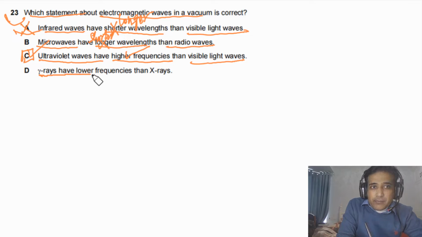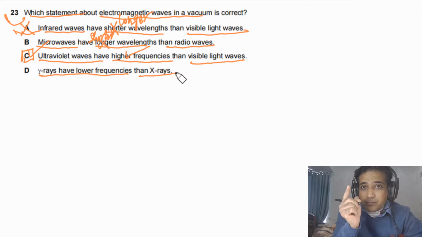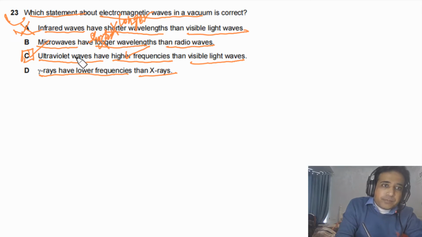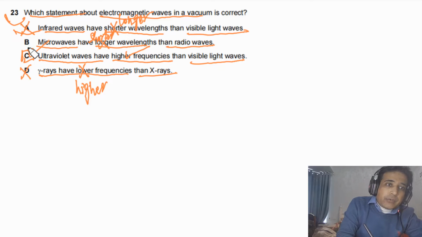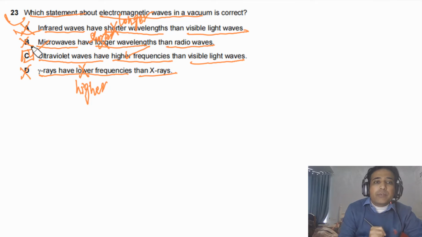Option D: gamma rays have lower frequencies than X-rays. Gamma rays have higher frequencies. So this is also incorrect. So they have higher frequencies. So for this question, you need to remember the electromagnetic spectrum.